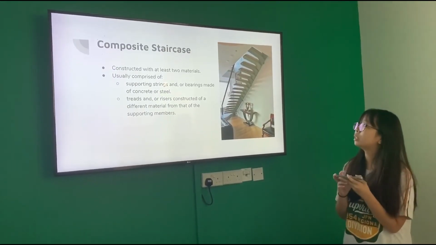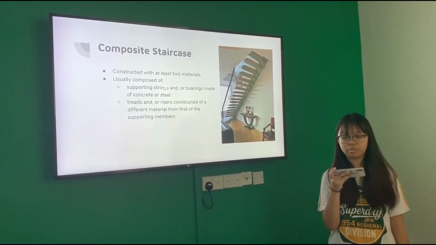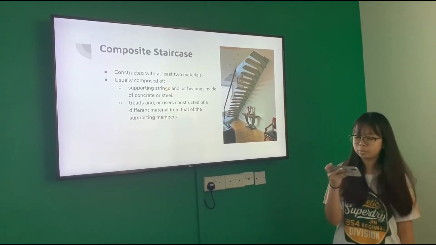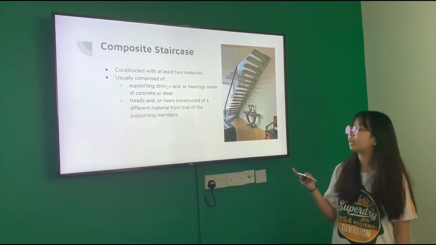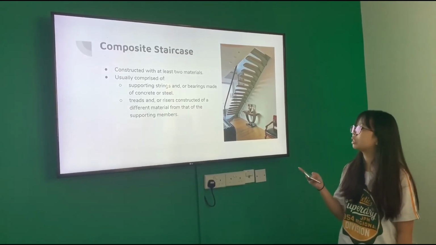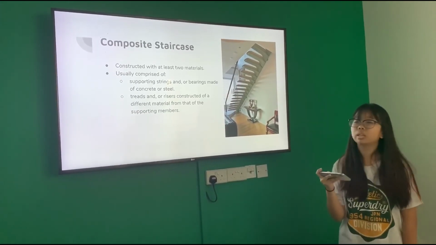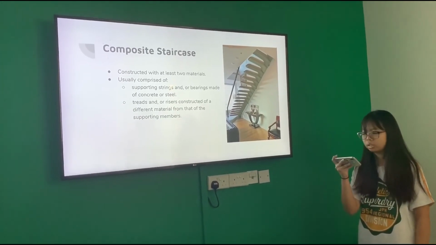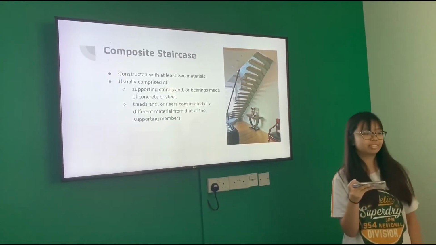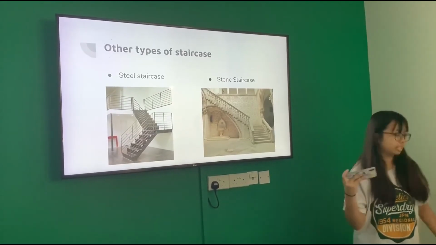Next, I'll be talking about composite staircase. This type of staircase is constructed with a combination of at least two different materials. They usually comprise supporting strings and or bearings made of concrete or steel, with the treads and or risers constructed of a different material from that of the supporting members. A few examples are steel support with concrete or timber treads. Other types of staircases include steel staircase and stone staircase.